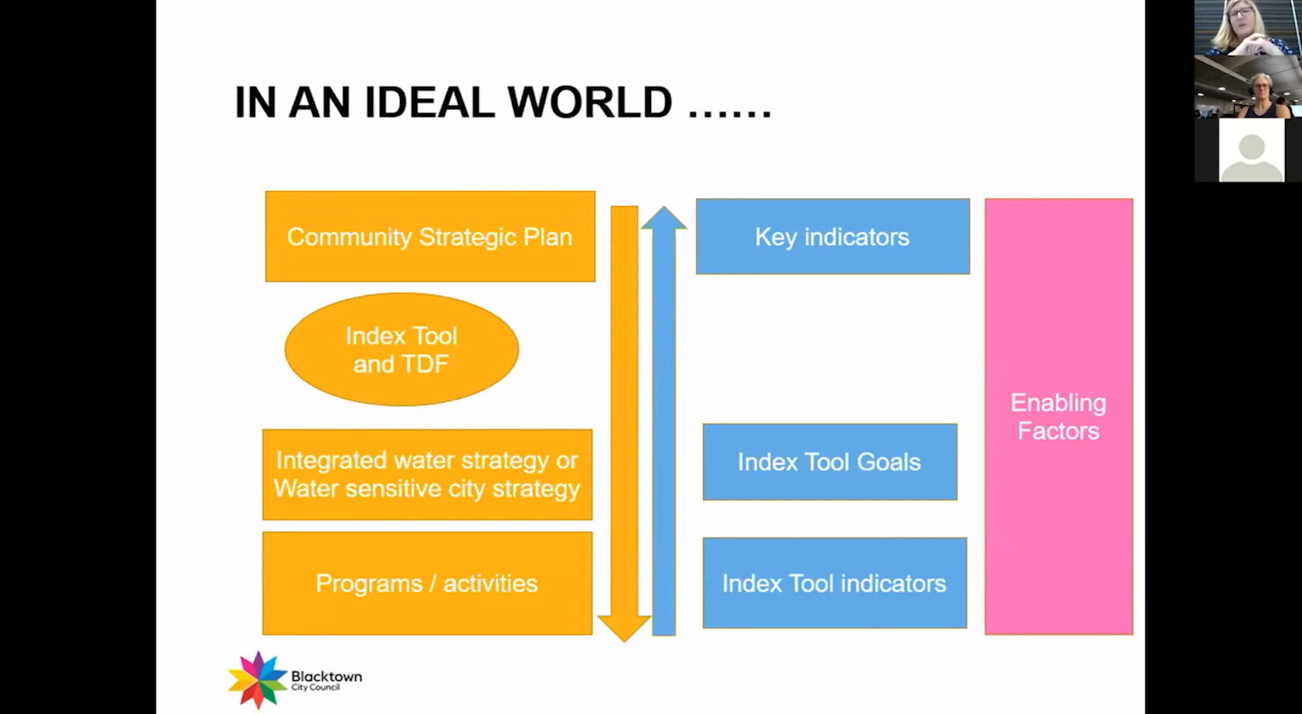And I just put this up. In an ideal world, you have your local strategic planning statement above, then your community strategic plan. You'd get your index tools and your transition dynamic framework, and the recommendations that come out of that would feed into some form of integrated water strategy or water sensitive city strategy. That would then fold into the programs and activities you need to do on the ground. And then up the other way, you'd have the indicators. I'm talking about the CRC Water Sensitive Index indicators here. At the basic level, what are those, I think 34 or 36 indicators, that we need to keep moving forward?